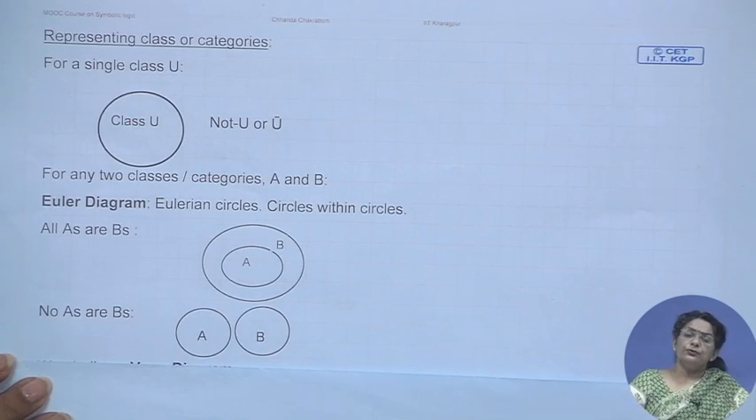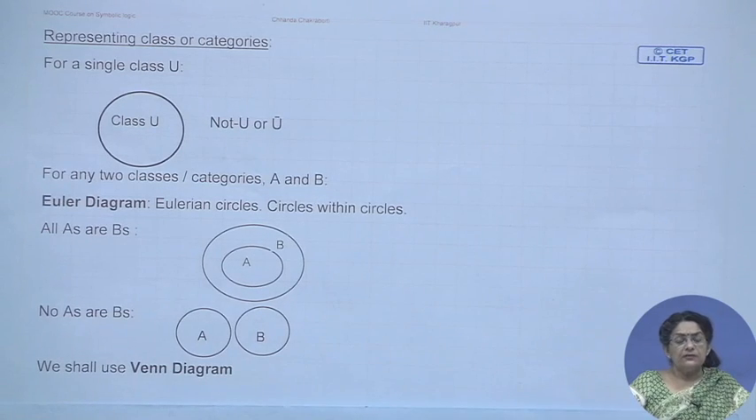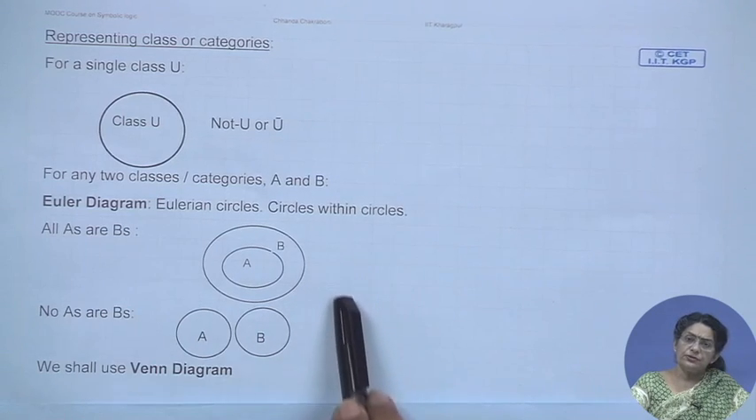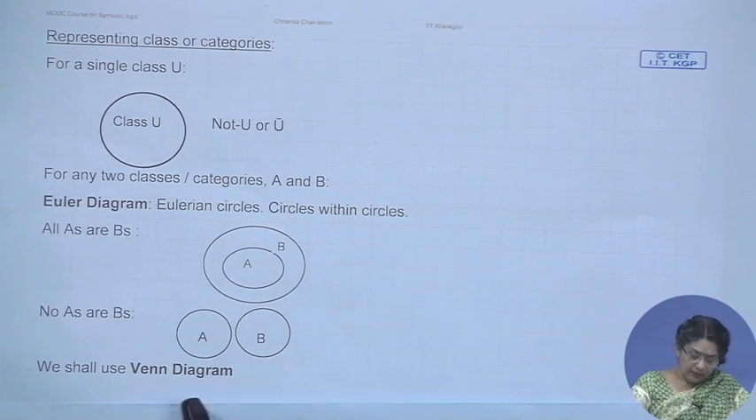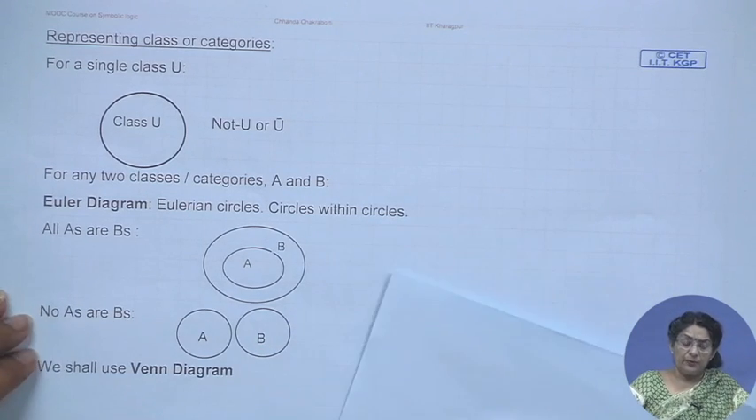Now, we are not going to go the Eulerian way. We are going to use the Venn diagrams. I do not know how many of you have already been exposed to Venn diagram, but I am sure many of you have been, but still let us not presume anything. We will start from scratch, considering that we are all together in this. The only thing to remember is that we are not going to use the Eulerian technique at all. Rather, we are going to use the Venn diagram to represent categorical propositions.